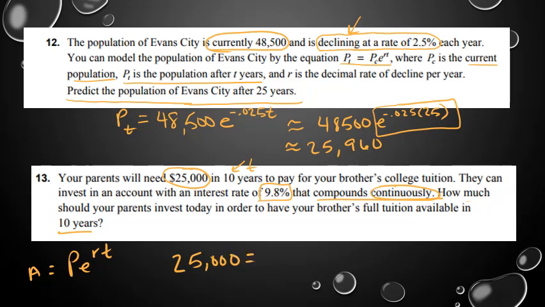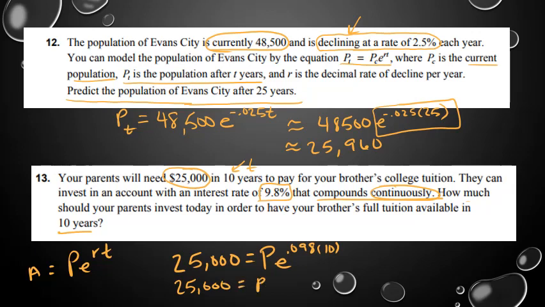So the setup's going to be a little bit different in that we want to end up with $25,000. We don't know the principal. That's what we're trying to figure out. How much do we need to start with in order to get that to happen? With a compounded continuously rate of 0.098. Now this is going to increase, so we're going to leave it as a positive, and then that's after 10 years.